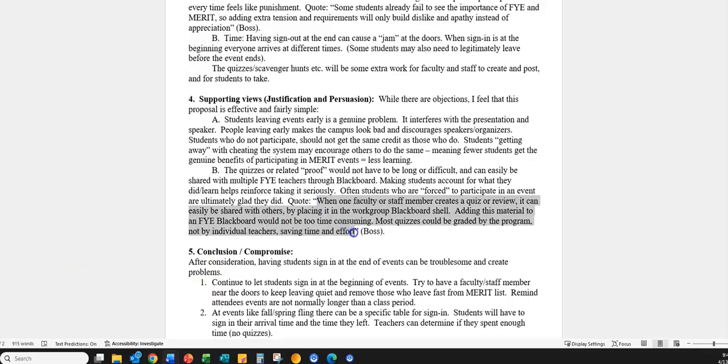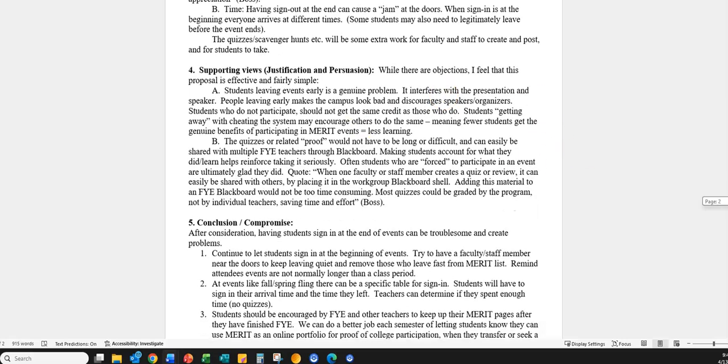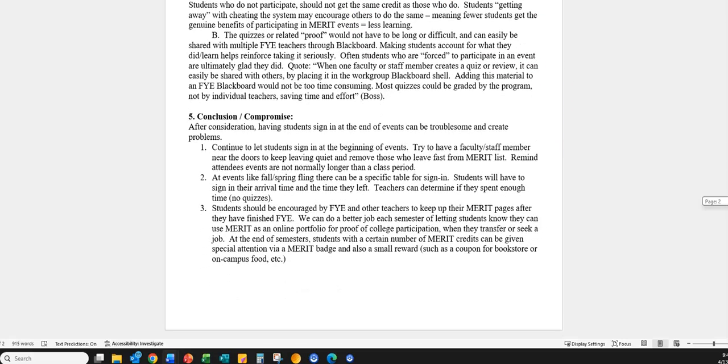Here's our second use of our source. Again, these can be quotes or paraphrase. When one faculty or staff member creates a quiz or review, it can easily be shared with others by placing it in the workgroup Blackboard shell. Adding this material to FYE Blackboard would not be too time-consuming. Most quizzes can be graded by the program, and that also will save time and effort.